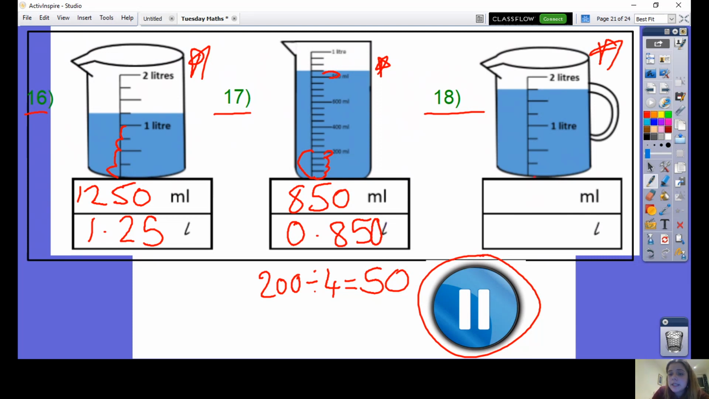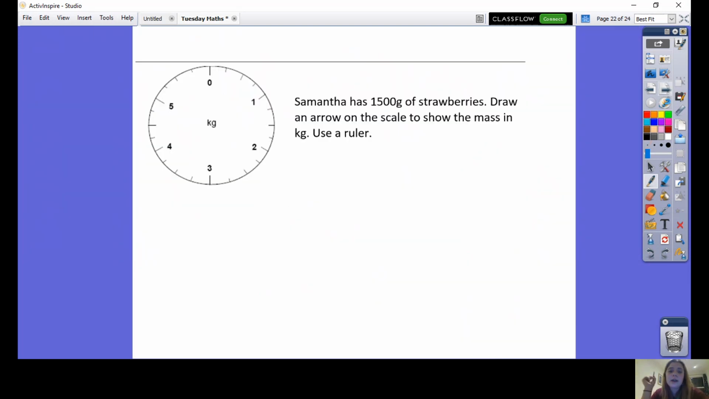Okay, here I'm starting with litres again. 1, 2, 3, 4. I'm counting in 0.25s. 1, 1.25, 1.5, 1.75 litres. When I convert that, that will be 1,750 millilitres. Please mark those questions if you got them correct. And we're now going to have a look at a reasoning question.